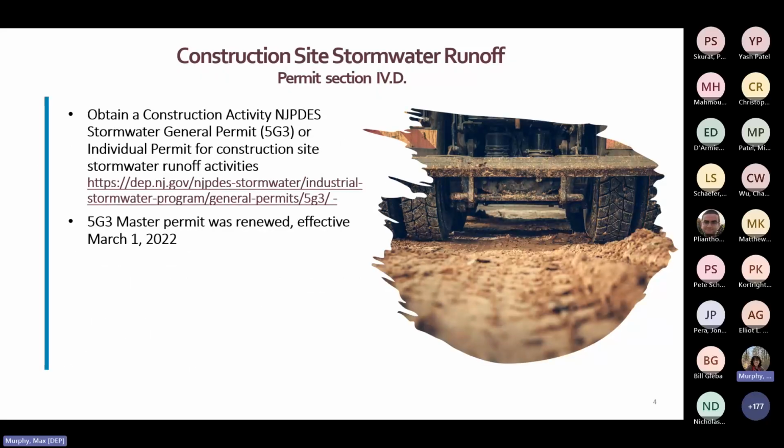First, we will discuss our 5G3 permit for construction site stormwater runoff. This general permit, needed as an addition to MS4 permits, controls stormwater discharges to surface water from certain construction activities, including clearing, grading, and excavation. These generally are construction activities that disturb 1 acre or more of land, or disturb less than 1 acre, but are a part of a larger plan of development or sale. This permit is essential for anyone working with major development projects.